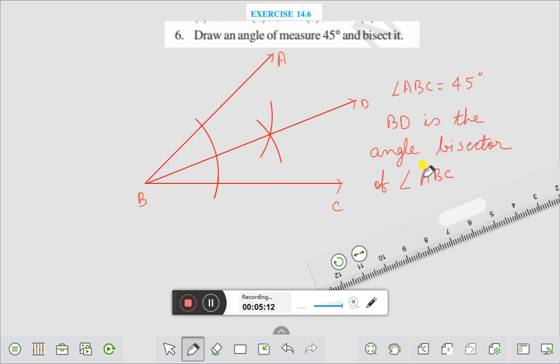Therefore, we can say that angle ABD is equal to angle DBC, right? This is the solution of question number 6.